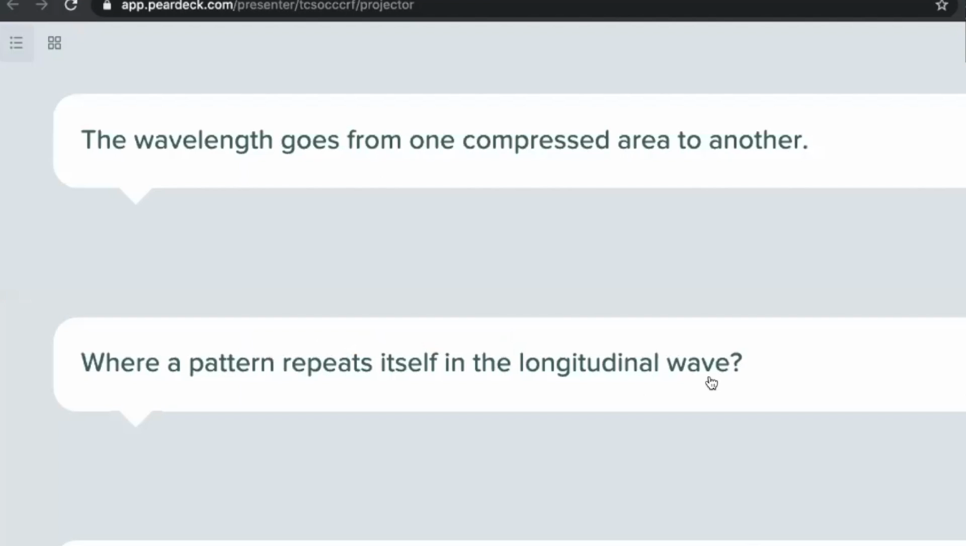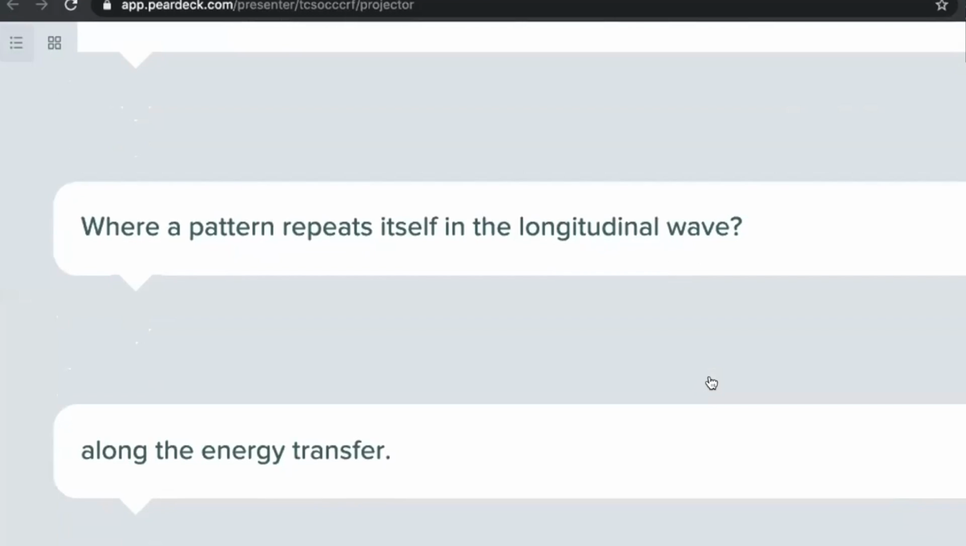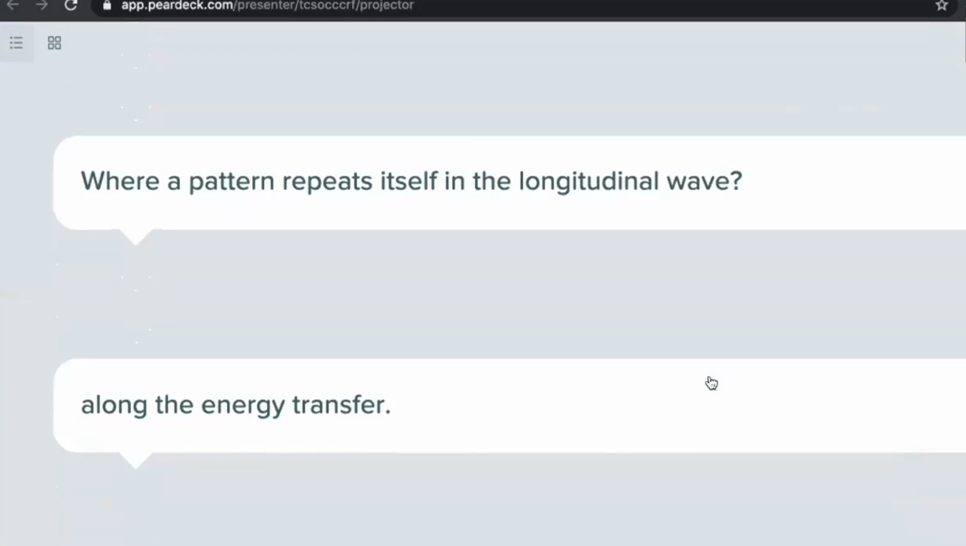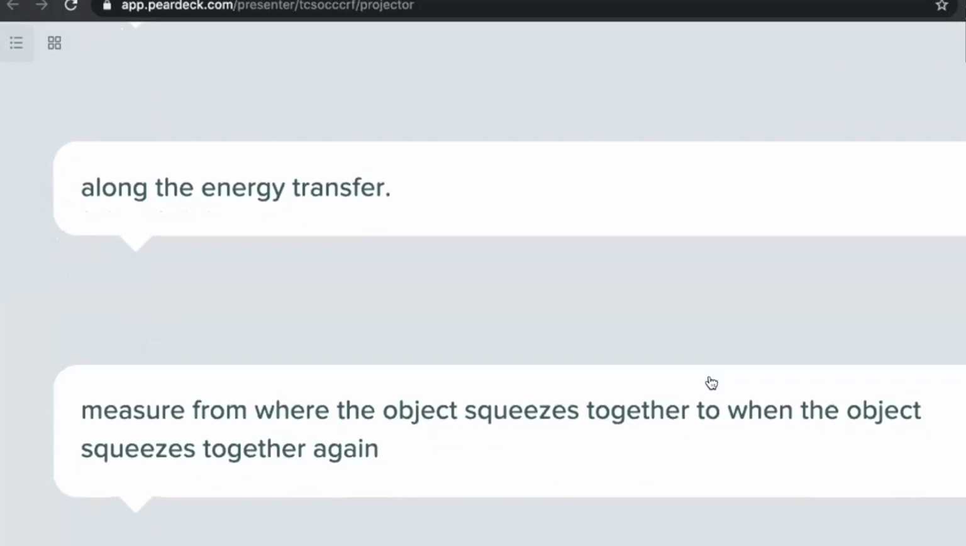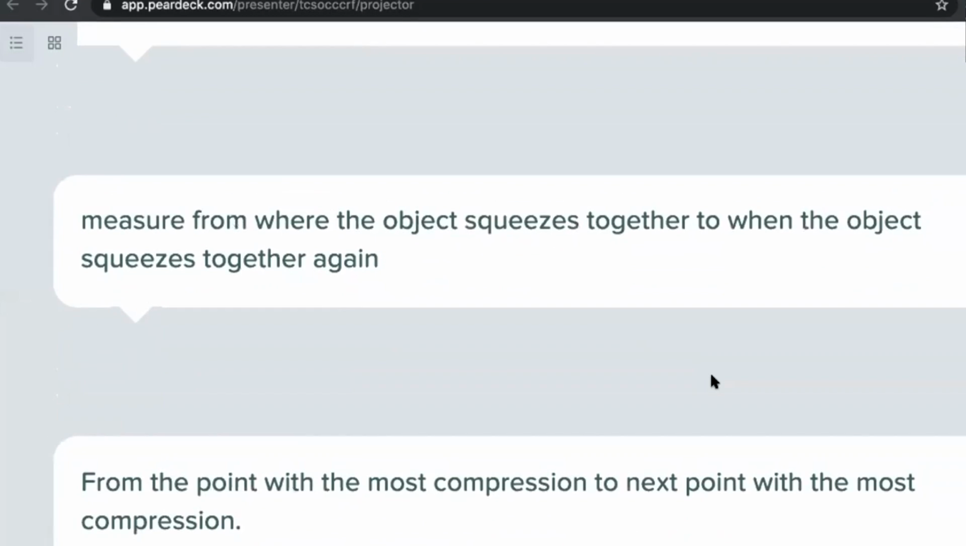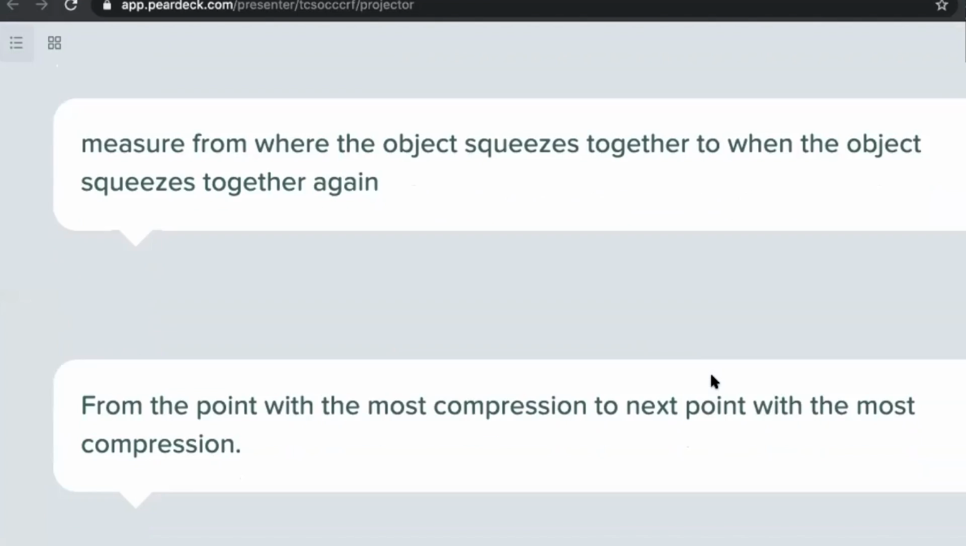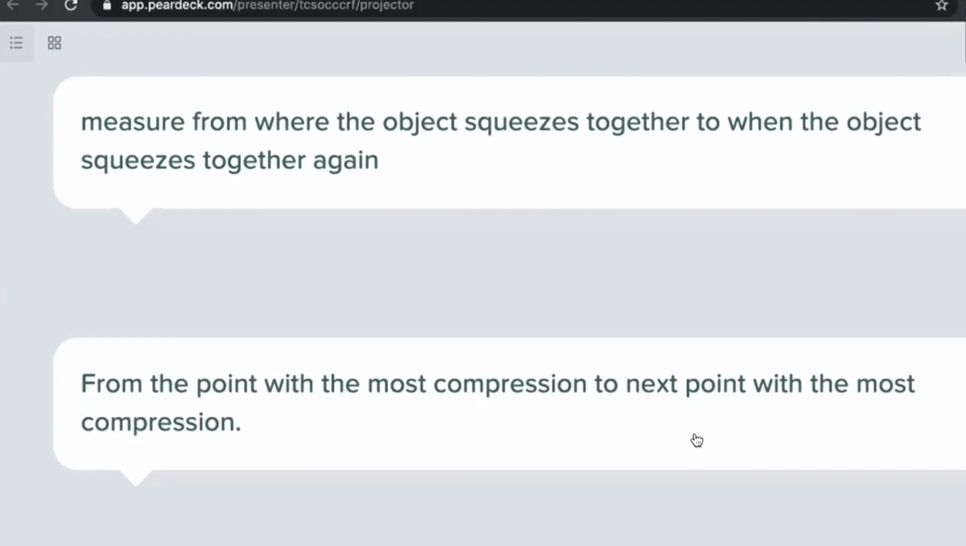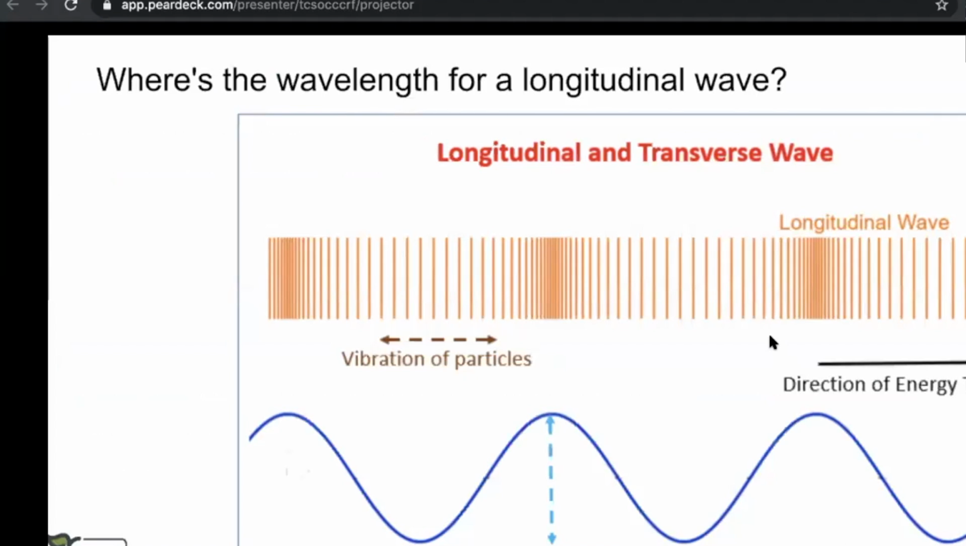Wavelength goes from one compressed area to another, where a pattern repeats itself. That's the technical way to think about it. So pick a spot on the wave, and where does the pattern repeat? Okay. It does happen along the energy transfer. Measured from where the object squeezes together to when the object squeezes together again. That's a great way to say it. From the point with most compression to the next point with the most compression. I like how you're being specific in most of those answers. So really well said. But I do think the best way to think about it is, where does it repeat?